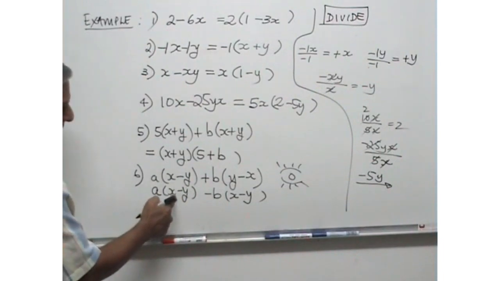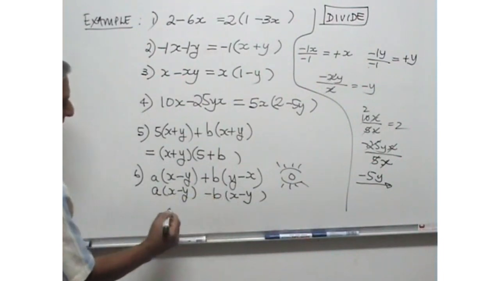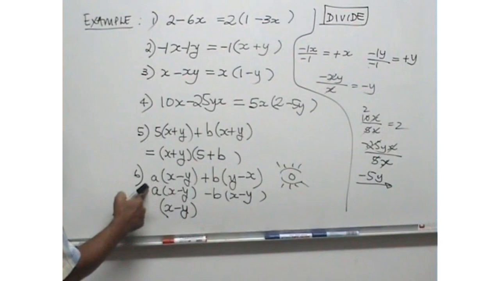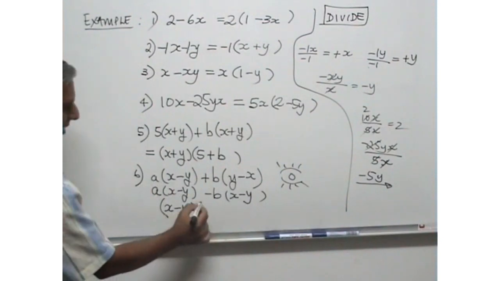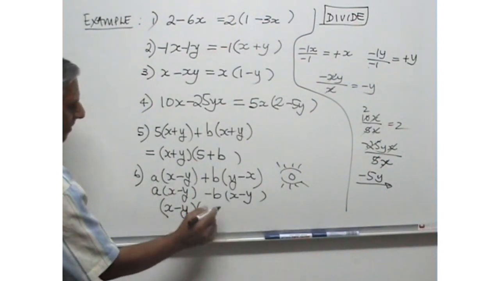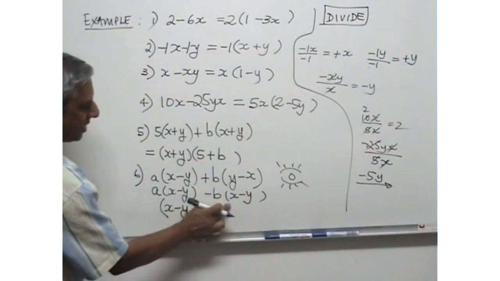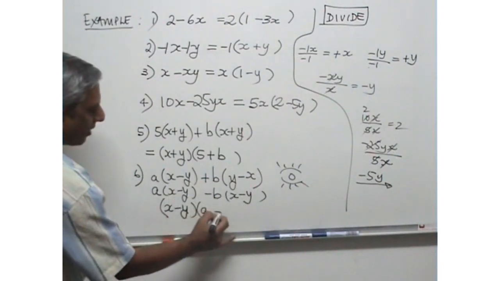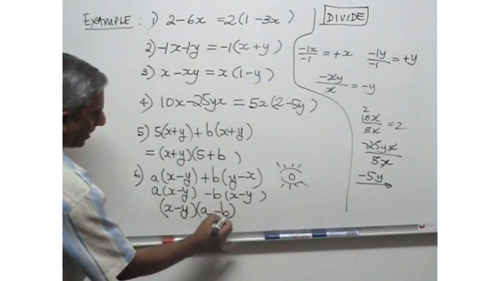Alright, and now when you have a look, you see you got x minus y, x minus y. So there's your common factor, x minus y. And when I divide a into x minus y by x minus y, I'm left with a. And when I divide minus b into x minus y by the common factor, I'm left with minus b.